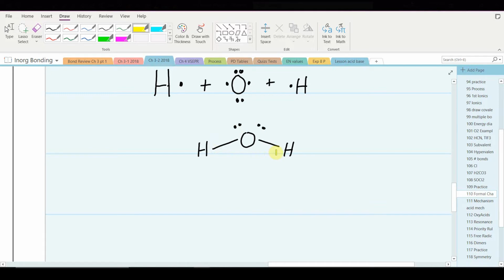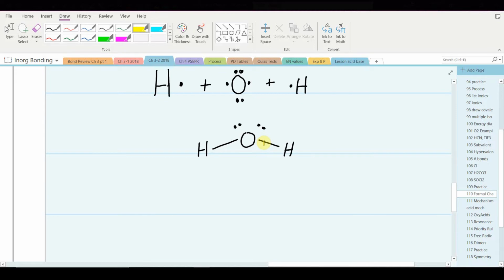So here's the rule. Listen very carefully. An atom owns whatever it doesn't share. It's not sharing these 4. And it owns half of what it shares. So half of each bond.